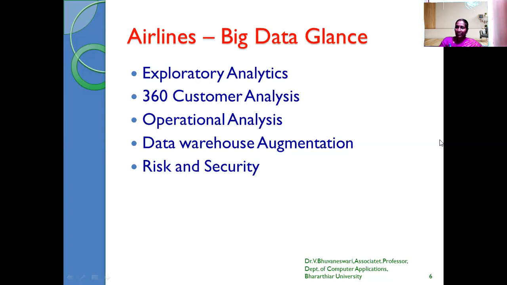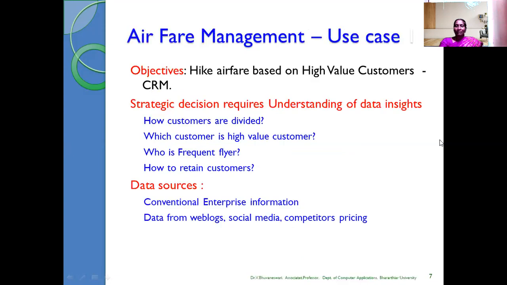As I said, this big data use case fits into these 5 major classifications, where we can group and pull in all other related data. So exploratory analytics, customer analysis, operational analysis, data warehouse augmentation, and risk and security are the major things we are going to deal with in airline big data at a glance. And now we move into the objective of the use case as well.